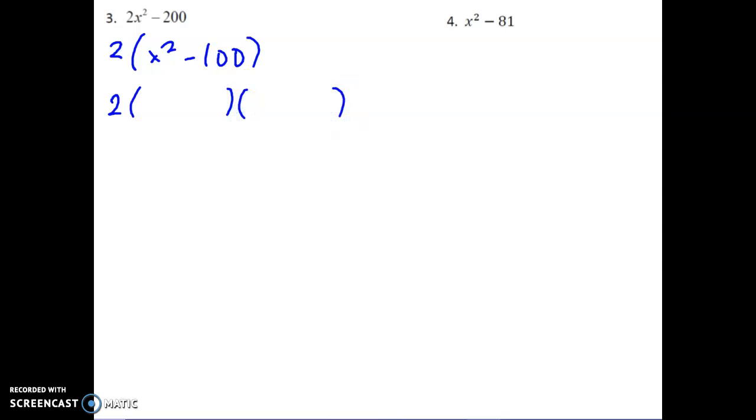Okay, what is going to go first in my parentheses here? Well, in my parentheses, I'm going to put what squares to be x squared, which is x and x. And then second in my parentheses, I'm going to put what squares to be 100, which is 10 times 10, and then my signs are going to be opposite one another. X plus 10, x minus 10, and then don't forget to have that 2 out there in the front. The total answer needs to have the GCF with it, so make sure that's part of your factored answer.